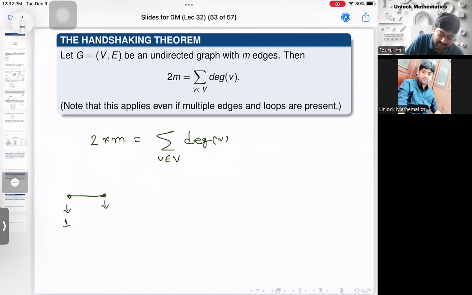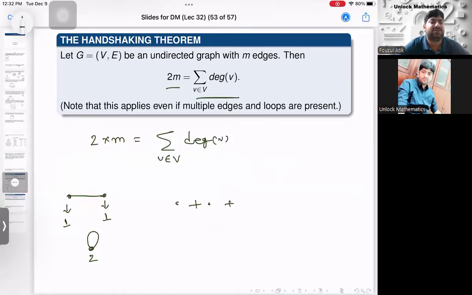It is contributing degree 1 to its other vertex. Even if you have a loop, the loop is contributing twice to the degree. Therefore, if you multiply the number of edges by 2, and add all the degrees of the vertices, the sum of the degrees is equal to 2 into m.